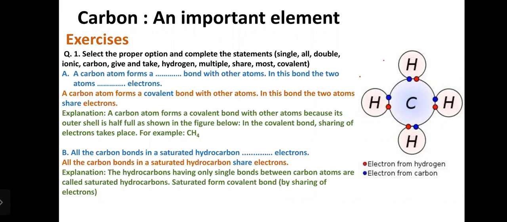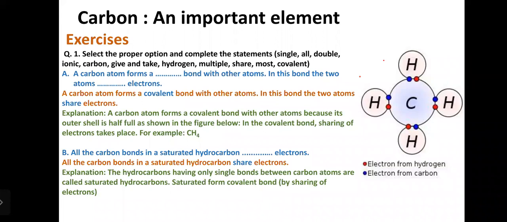A carbon atom forms a covalent bond with other atoms. In this bond, the two atoms share electrons. A covalent bond is obtained by sharing, therefore it is known as covalent bond. So the two blanks are filled here as covalent and share.